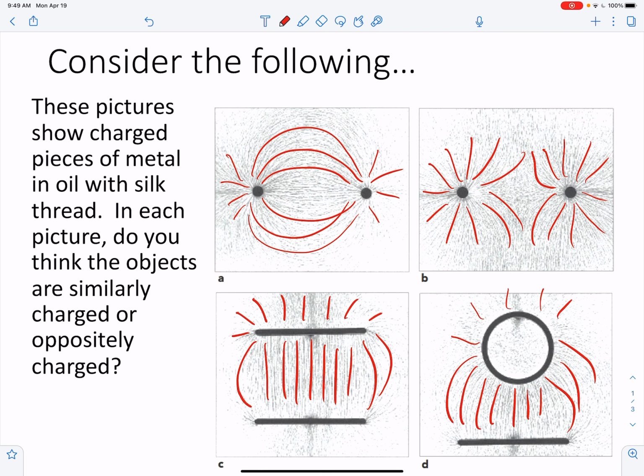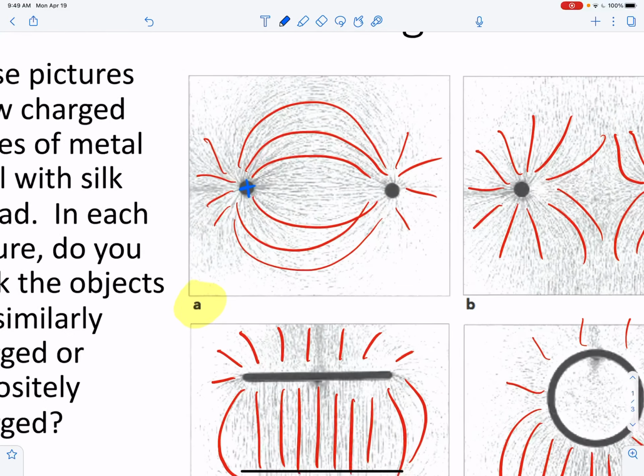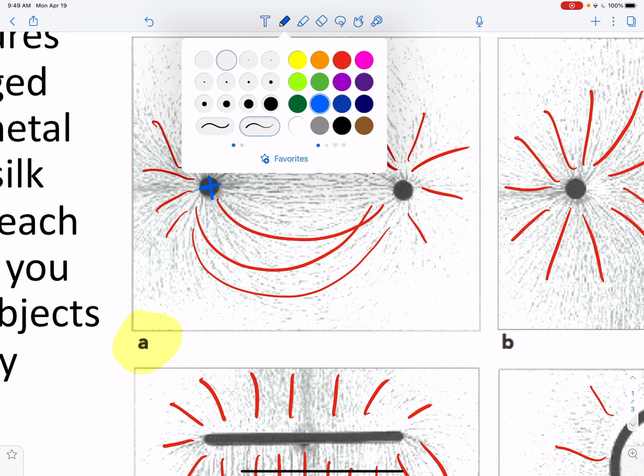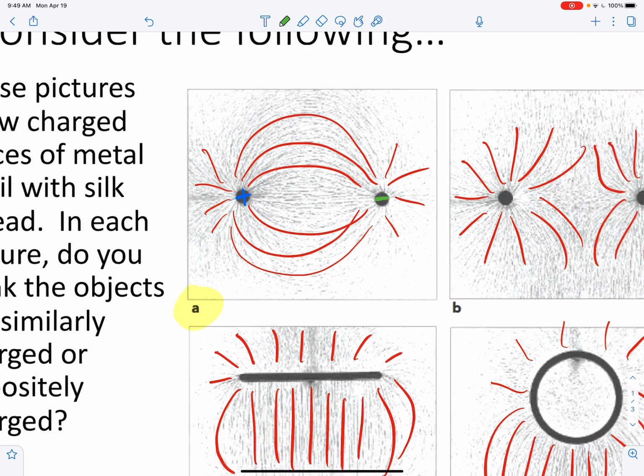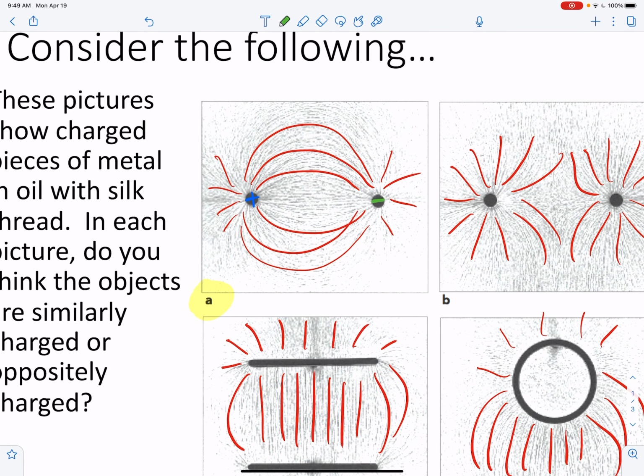Well, in picture A, this attraction between the two pieces of metal must be because the two metal dots are oppositely charged. So one is positive and one is negative. I'm just going to guess and say that maybe this is the positively charged dot and maybe this is the negatively charged dot. And that would explain why their lines are connecting from one to the other. There's clearly an attraction, and that's what the silk lines are trying to outline.